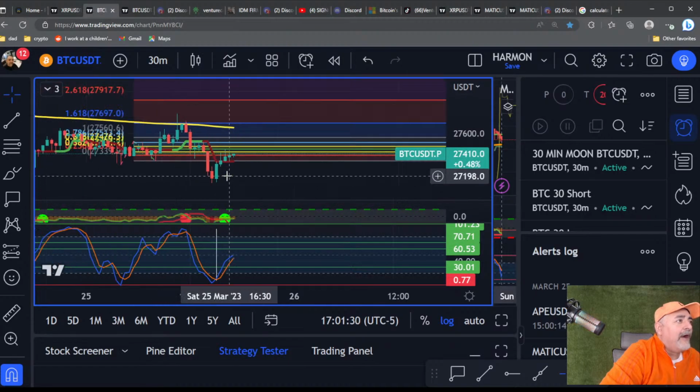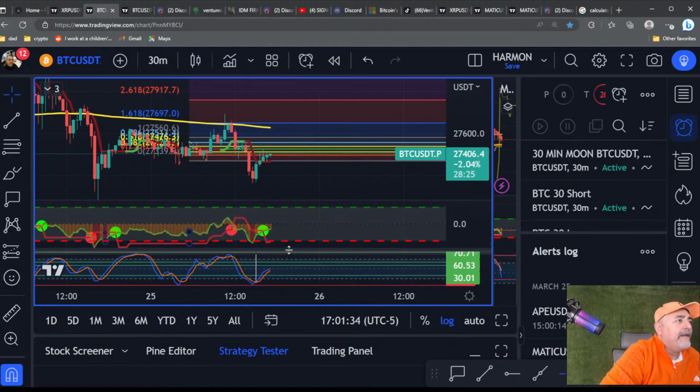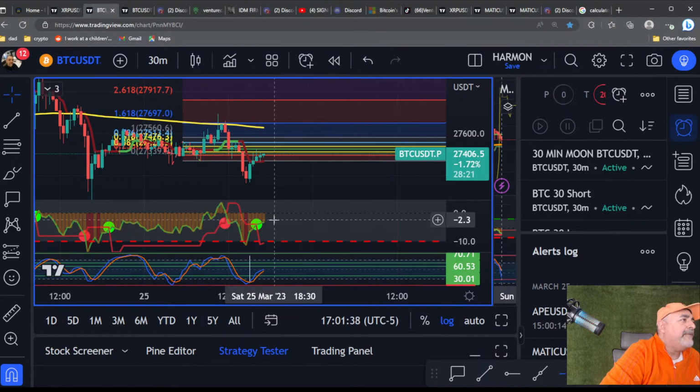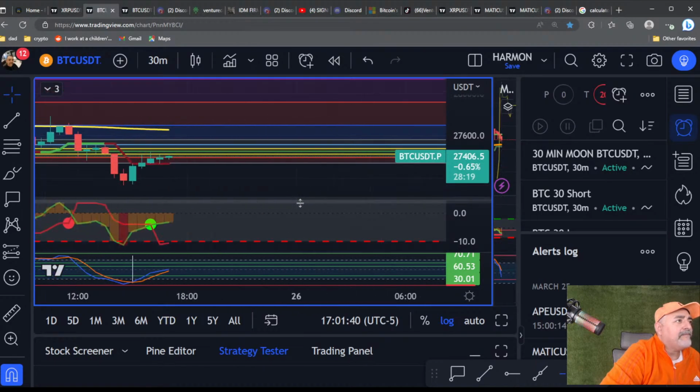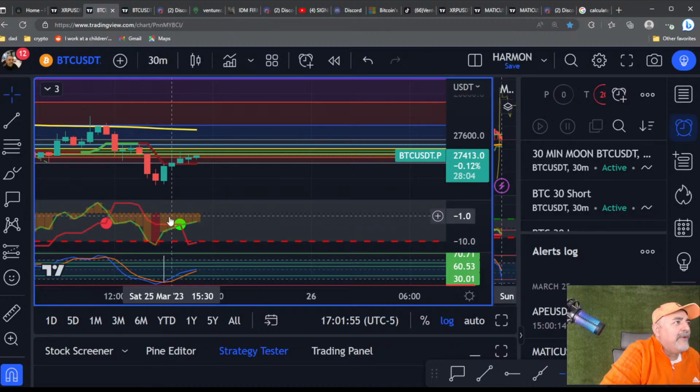Now, let's go to our 30 minute. Okay, now on our 30 minute, what do we have? This is where we trade. We trade on the 30 minute. Where do you see a green moon on the 30 minute? Anybody see a green moon? Anybody see a green moon? Right, where is that green moon at, guys? That green moon is coming in right here on this candle.